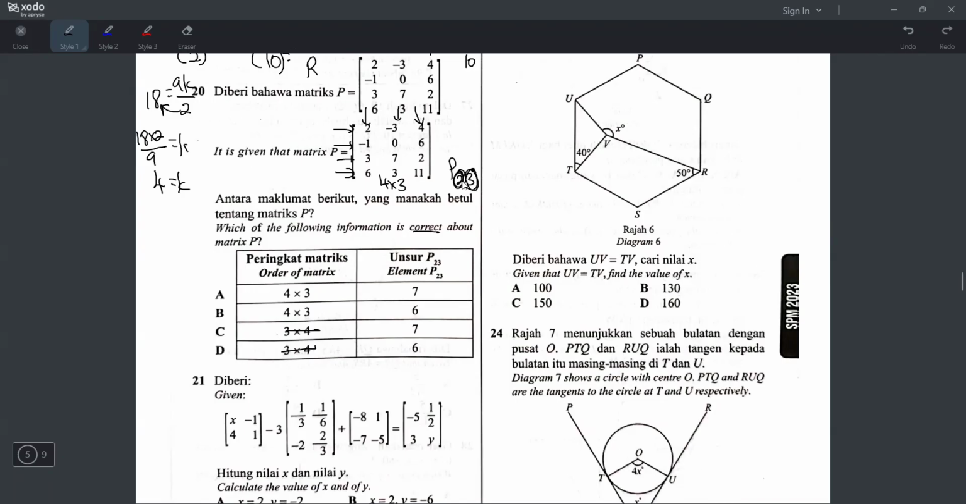So if they want the row to be 2, it means I have to go to the second row, which is this line. Second row, right? This one first row, this one second row. And then third column, so 1, 2, 3, third column. So where's the intersection? 6. So the answer is 6. So 7 salah, so B is the answer. Okay.